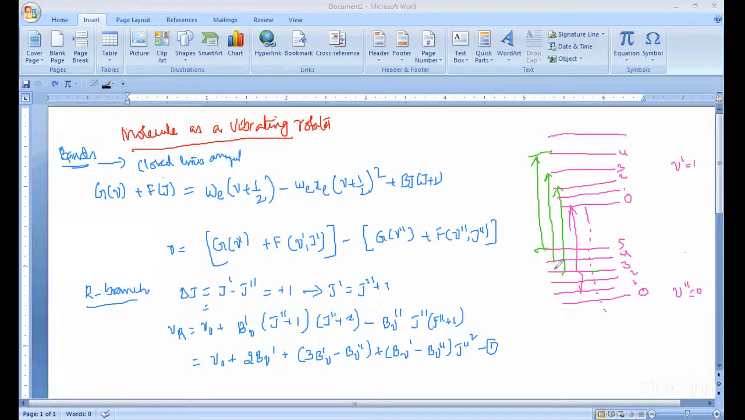Delta J is equal to 1 we have. Similarly, on this side also, we can move from 1 to 2, or 2 to 3, or 4 to 4. For nu double dash equal to 0, you'll have the difference of 1. So this is what we are going to call the R branch. Similarly, we'll have a P branch also.